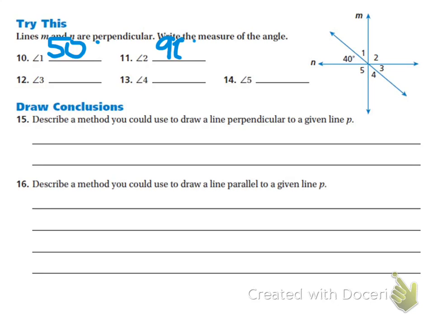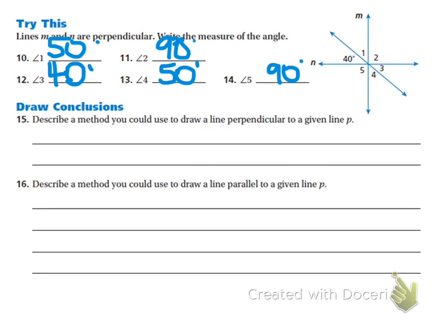Measure of angle 3. What was that, Camille? 40 degrees. That is correct. Vertical angles are congruent. Yuki, what's the measure of angle 4? 50, that is correct. And Kenny, what's the measure of angle 5? 90 degrees, that is correct.